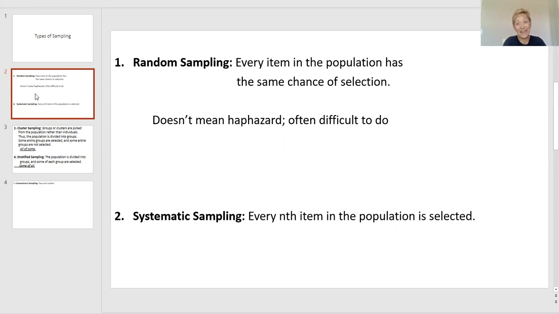But again, I can't pick N because I'm not going to pick 666. So the computer would have to give me a number, 51. That means every 51st name on the list, I go down and pick for my study. Well, now sometimes that's a great way of sampling and sometimes it's not.